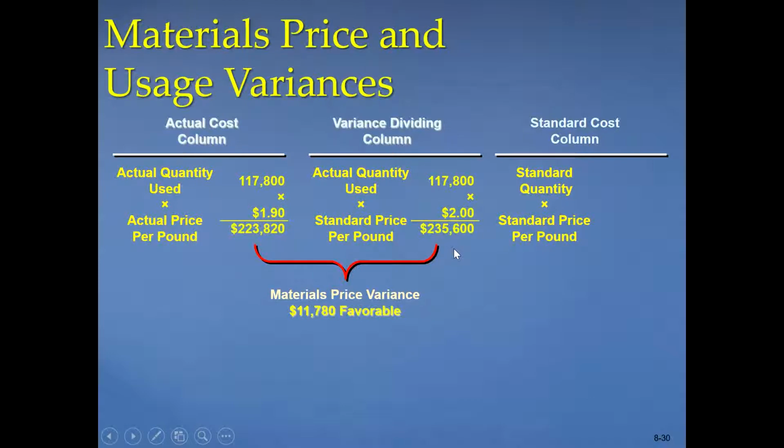So if you look here, our actual cost is 223,000 as compared to our flexible budget, which was adjusted for actual quantity, 235,000. So actually we paid less. You can see from here that this material, we call it a price variance in terms of price. See, the quantity is the same, the only difference is the price. The price at which we purchased the material was less than the standard, so we paid less. So we have a favorable material price variance of 11,780. Clear?